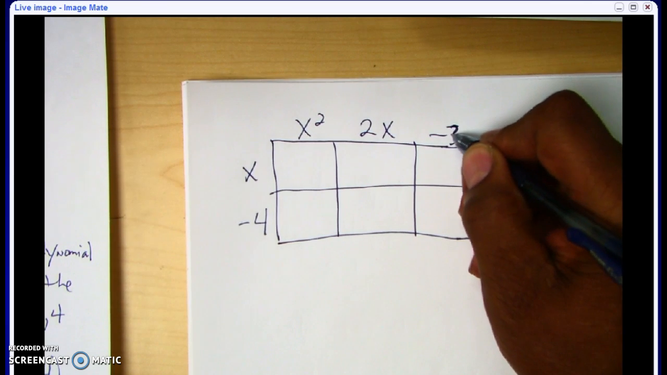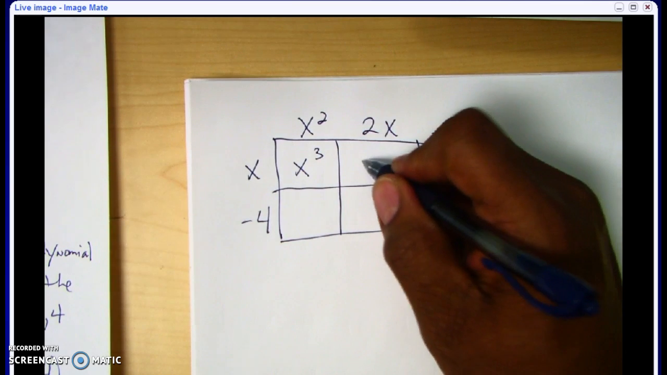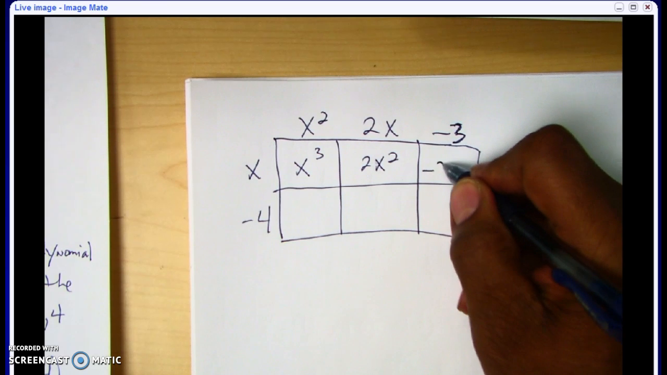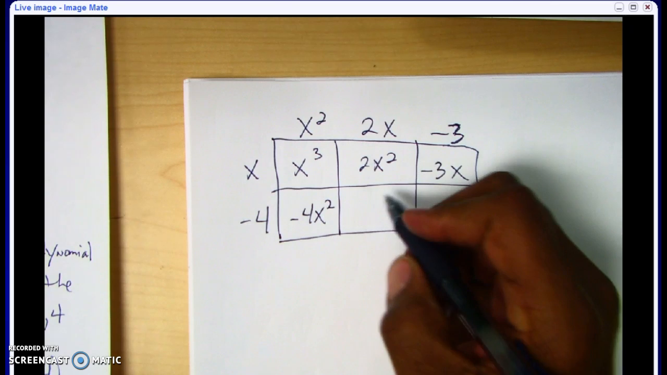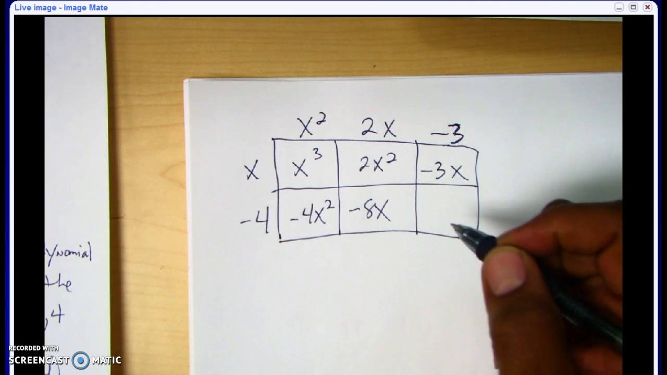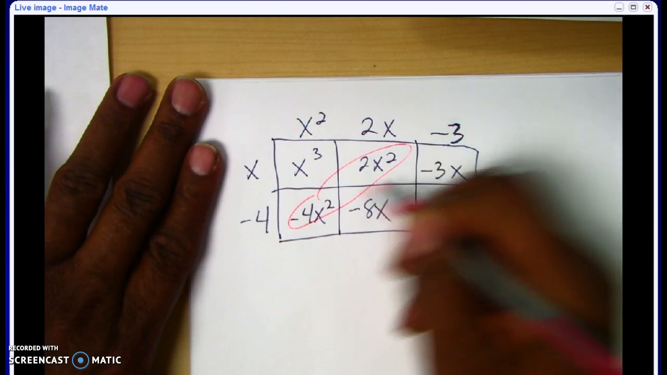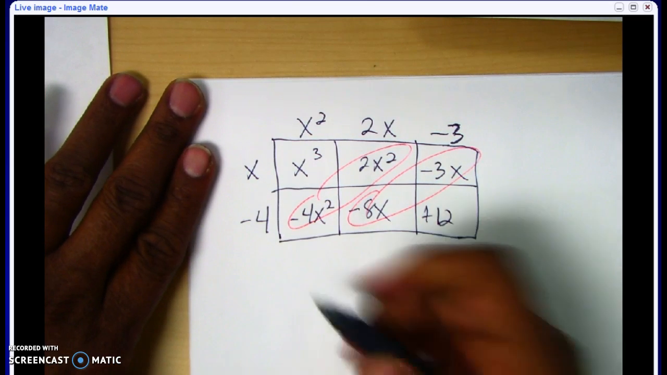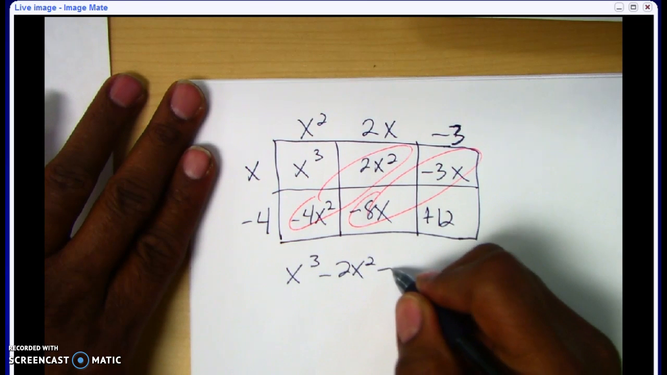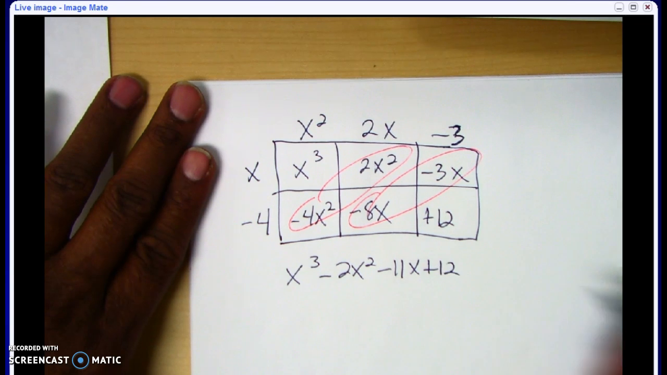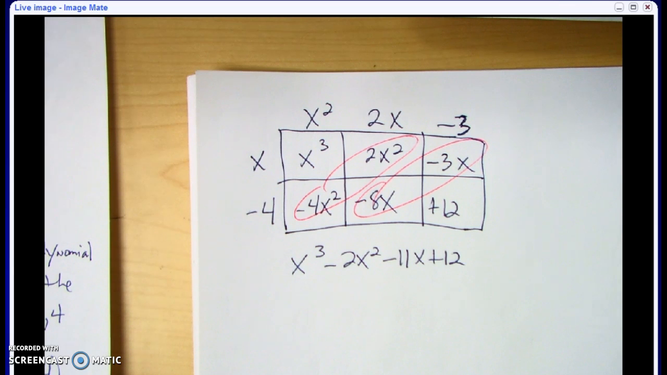It doesn't matter if you use a 2 by 3 or 3 by 2. Then you just go ahead and multiply this stuff out and get x cubed, 2x squared, subtract 3x. Then you're going to get subtract 4x squared, subtract 8x, plus 12. The diagonals here and here will have like terms, so your final answer is x cubed subtract 2x squared subtract 11x plus 12. All right, and that's how you would do it, and then you just pick your answer from there.